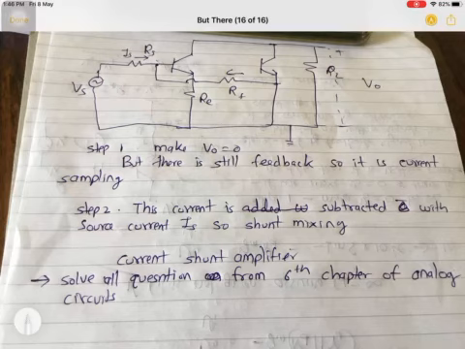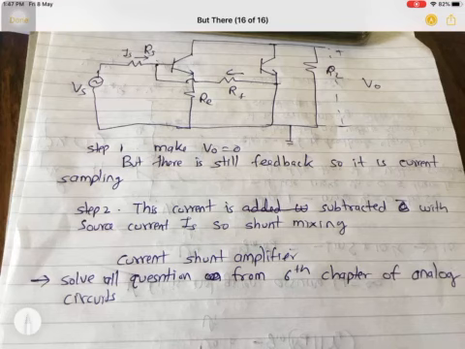Similarly, if mixing is done in series, then it is a voltage mixing. If mixing is done in parallel, then it is a current mixing. Based on the sampling and mixing, there will be an effect on input and output impedance. If we are doing sampling in parallel, the two circuits will be in parallel, therefore the net resistance will decrease. Similarly in mixing, when two circuits are in parallel, the net input impedance will decrease. Whereas for series sampling or series mixing, the net impedance will increase.